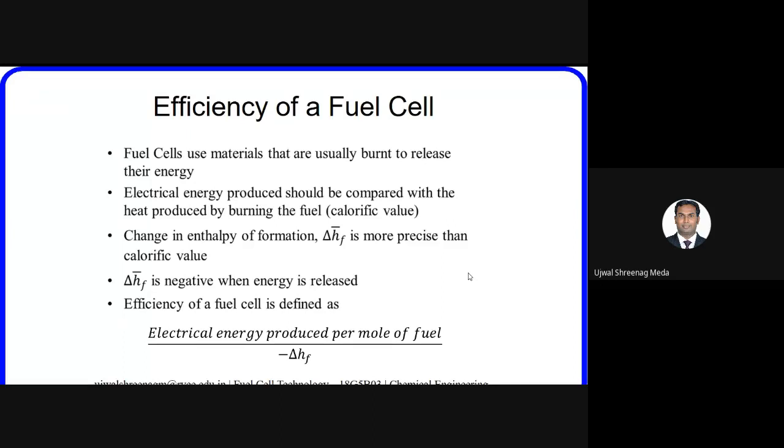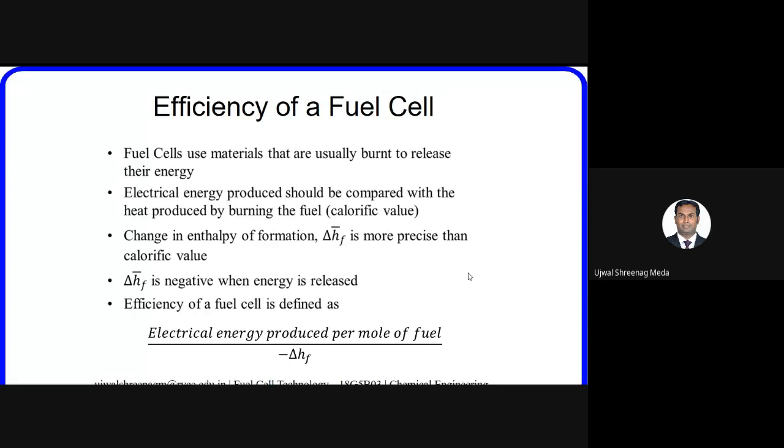And also, when we talk about Gibbs free energy, it is actually the energy that is available to carry out useful work, and the work associated with change in temperature and pressure are not taken into account.